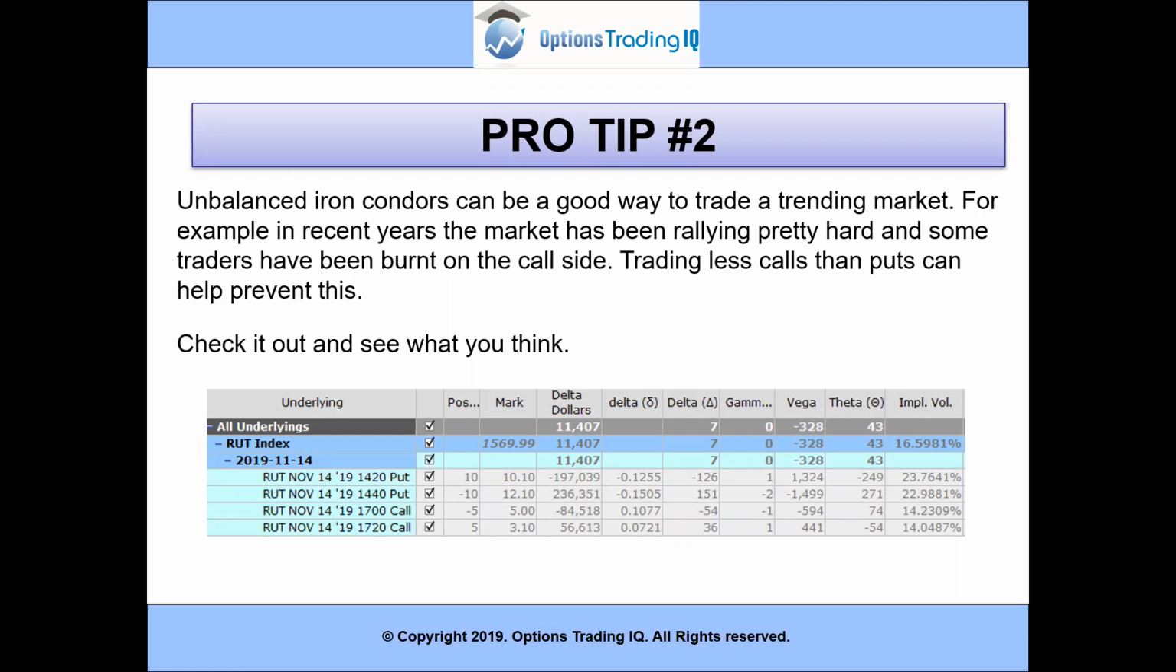So that first trade we were looking at was a little bit unbalanced. We're doing 5 and 4, whereas this is a lot more unbalanced. We're doing 10 on the puts and 5 on the calls. So we're actually starting the position with positive delta. So again, you can kind of tweak the trade based on where you think the market's going.